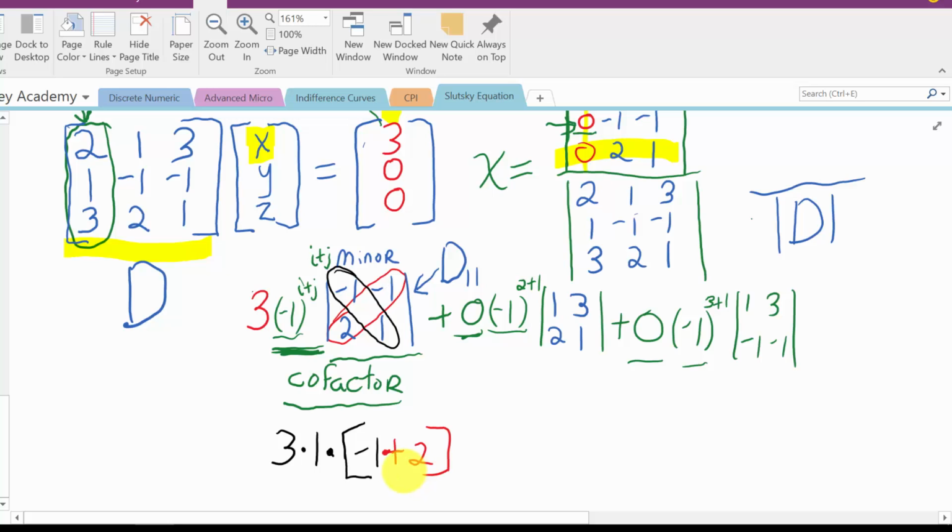Okay? And then plus 0 times minus 1 cubed. It would be minus 1 times, and then in brackets, 1 times 1 minus 2 times 3, right? Now this whole section is going to go away because of that 0.